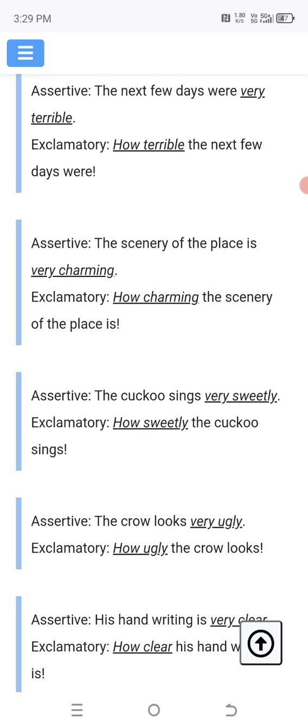Students, you simply observe these examples of the assertive. In all these sentences, there is the word very used, and that's why we should begin our exclamatory sentence with the word how. The cuckoo sings very sweetly. How sweetly the cuckoo sings. The crow looks very ugly. How ugly the crow looks. His handwriting is very clear. How clear his handwriting is.